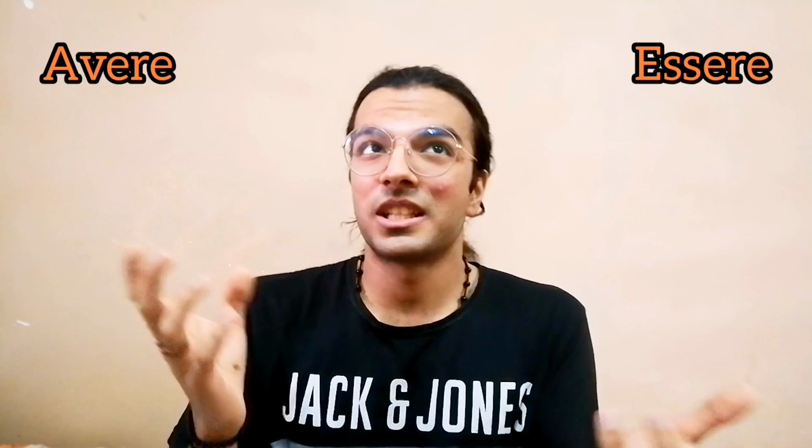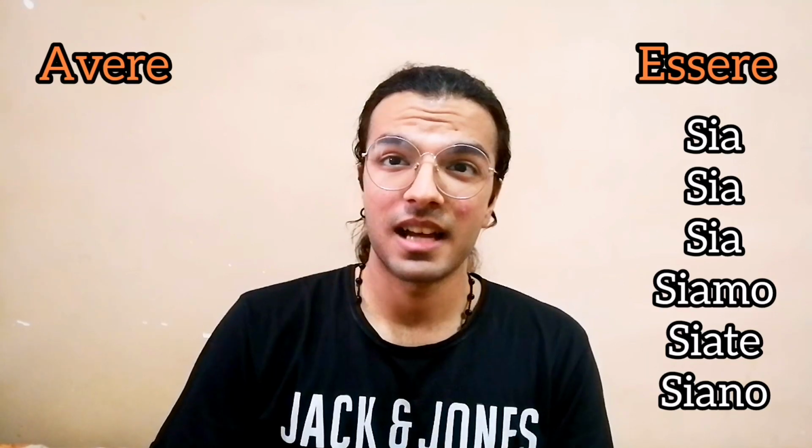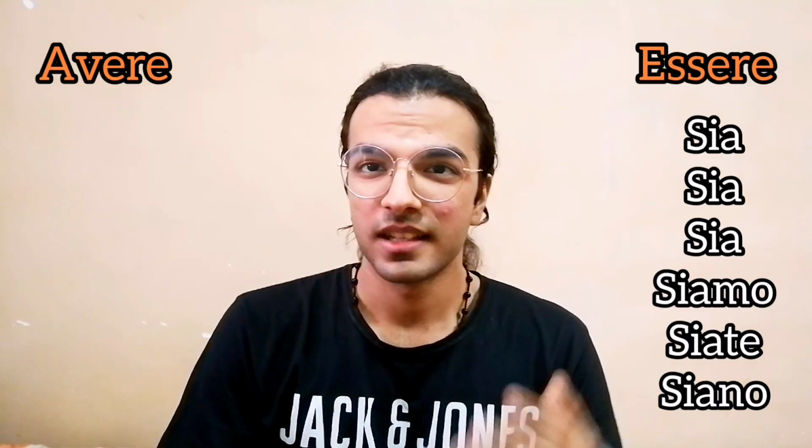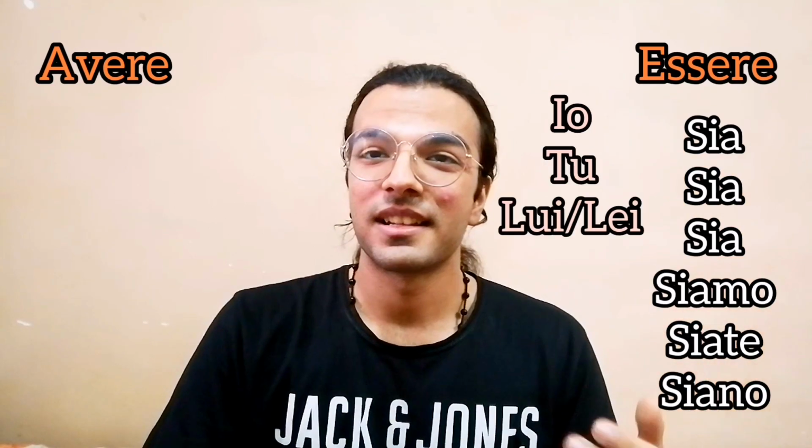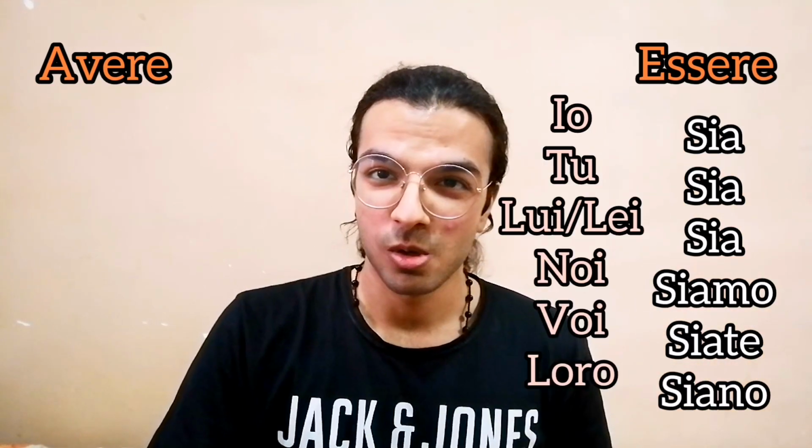Now, we only need these two verbs' conjugations. And as you remember, again, we said these two mostly have irregular conjugations, so you cannot remember them by a pattern. You should just try to memorize them by heart. So for essere, we say sia, sia, sia, siamo, siate, siano. The order is io, tu, lui, lei, and then noi, voi, loro.